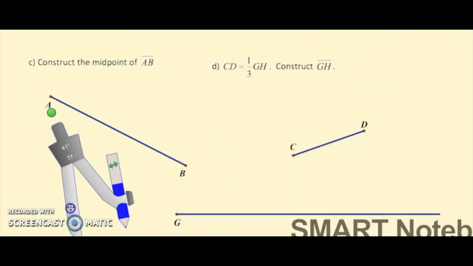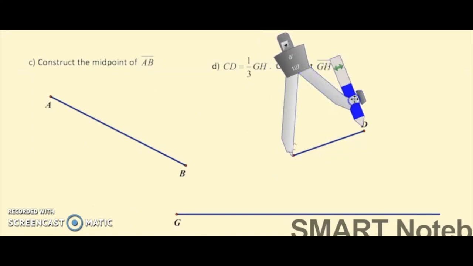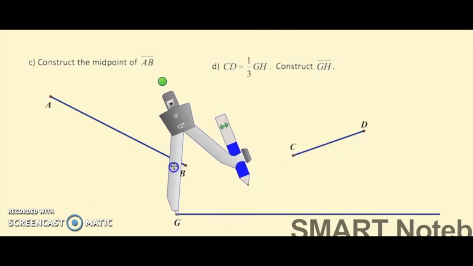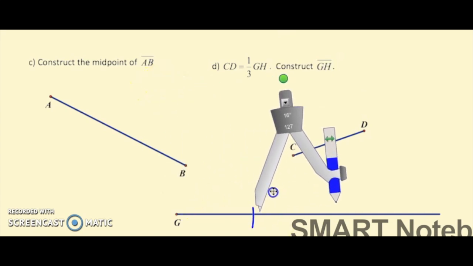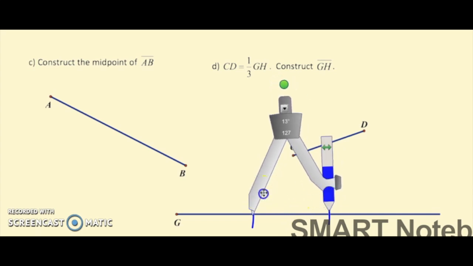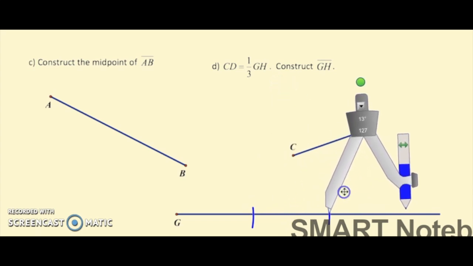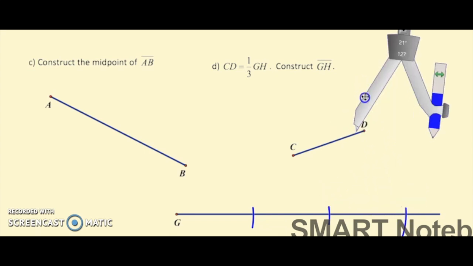Here's another one. So I know that CD is a third of GH, and I want to construct GH. So I'm measuring CD, and I know that that is 1/3 of GH. So starting at G, I'm going to say that's 1/3. Move it along, that would be 2/3. And move it along one more time, and that would be 3/3. So that point will be 3/3 of GH, or the whole. So that point right there is H.